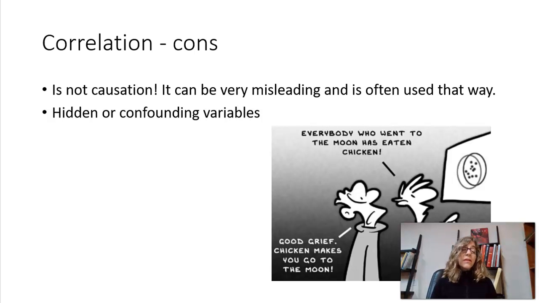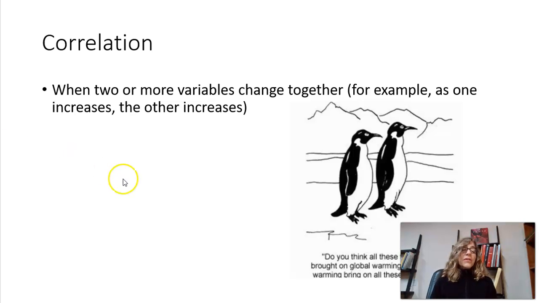So you can look at this silly little cartoon here. Everybody who went to the moon has eaten chicken. Good grief, chicken makes you go to the moon. So clearly that's very corny, but you get the idea here. Which one came first? So back to this other slide, do you think all these film crews brought on global warming, or did global warming bring on all these film crews? That's actually a good question. Well, global warming isn't caused by the film crews, obviously. But I'll give you some better examples.